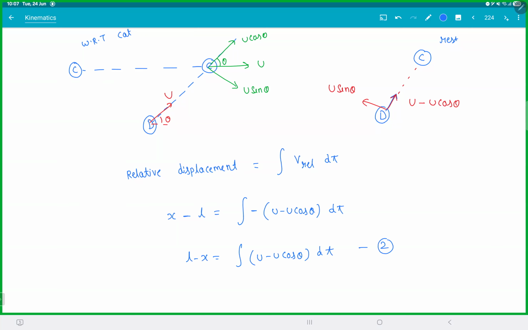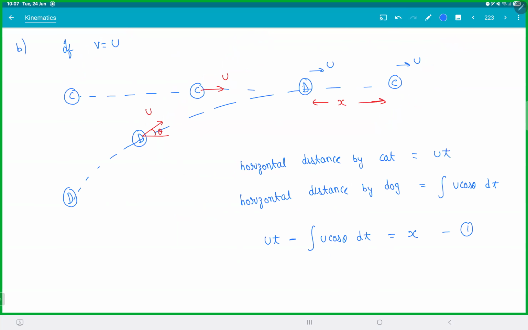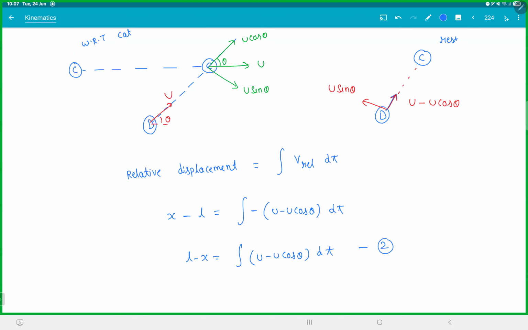So in the previous part, the x final was 0, x initial was L. Now x final is not 0, x final is x. That is the final distance between them. There, we are done. We got two equations. This comes from the horizontal distance, and this comes from relative.